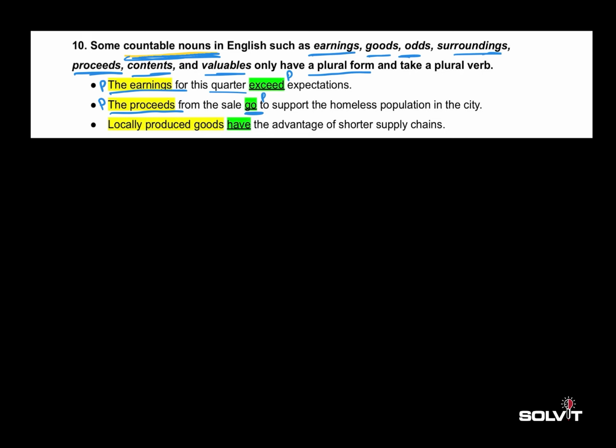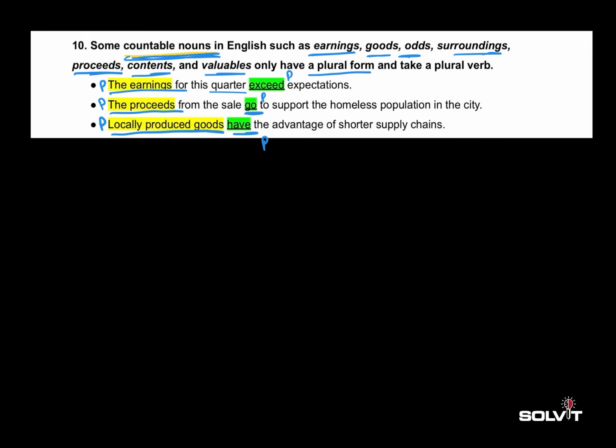The third sentence is: locally produced goods have the advantage of shorter supply chains. Now, locally produced goods are measurable, so it's plural, it's a countable noun. Have the advantage of shorter supply chains. So, have will also be plural. Now, the singular form of the word have is has. We cannot use the word has over here.